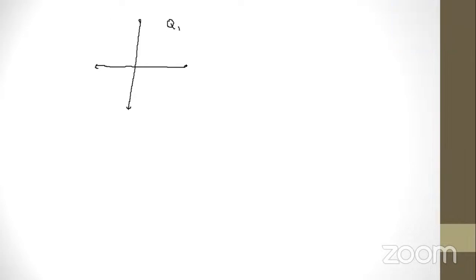Let me tell you slowly. You will learn those values slowly. X. This is the first quadrant, meaning 0 degrees to 90 degrees.